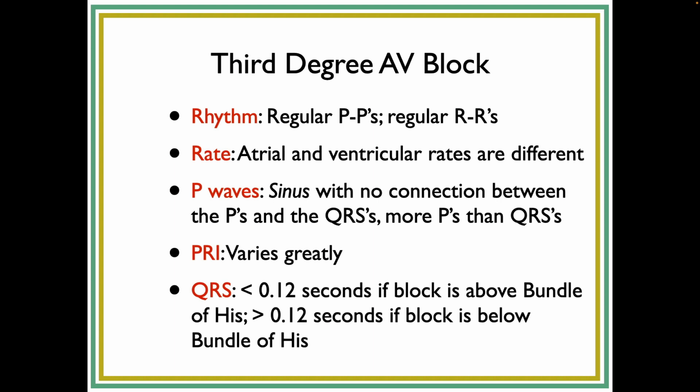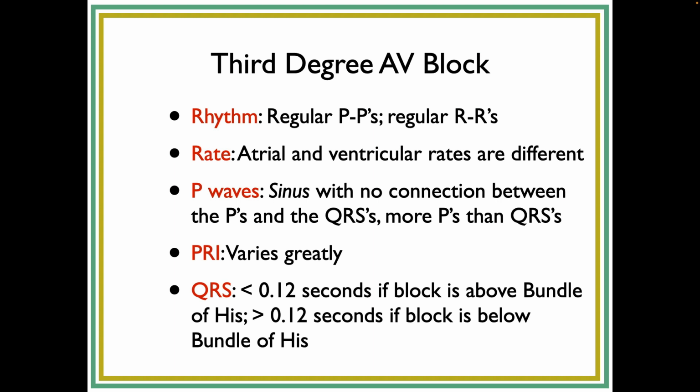So you're going to have regular P to P's and regular R to R's, but the atrial and the ventricular rates are different. So even though you're going to be able to march out the P's and then go back and march out the QRS complexes, there will always be more P's than QRS's. The P waves are sinus, because the SA node's doing its job, with no connection between the P's and the QRS's, more P's than QRS's. We'll come back to this in a minute.